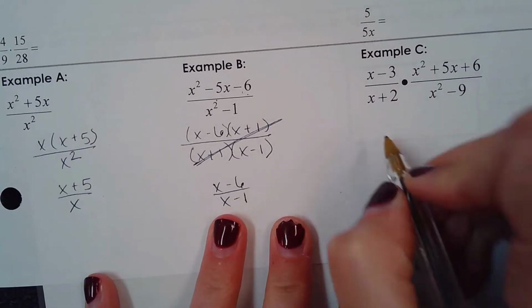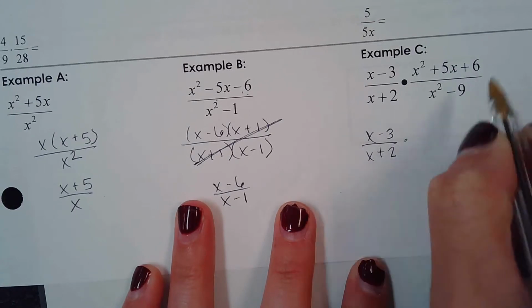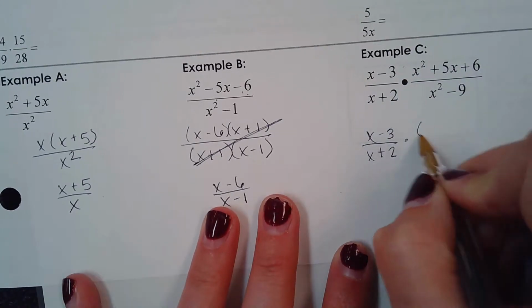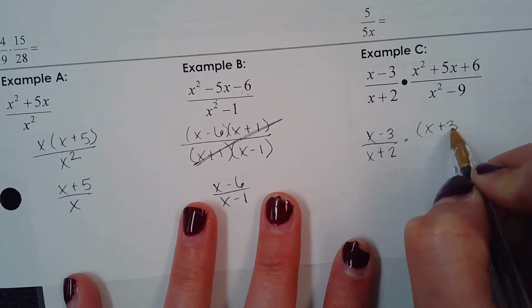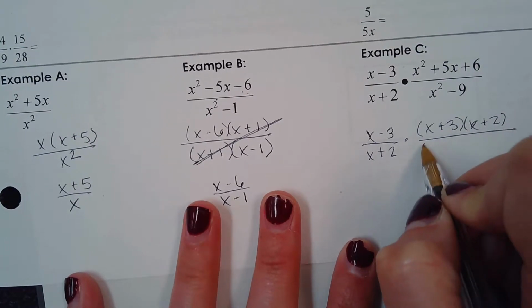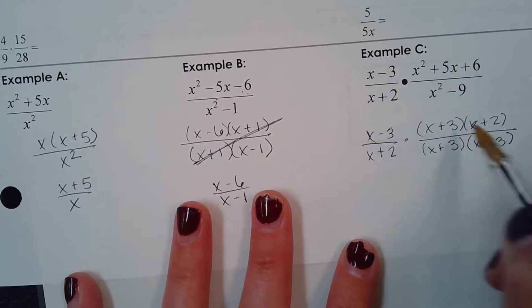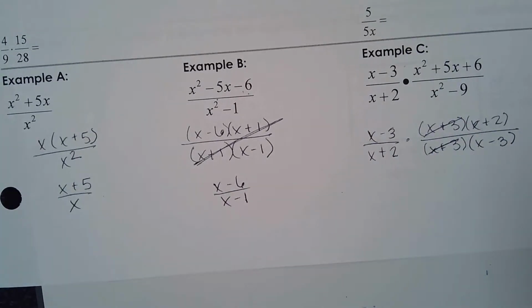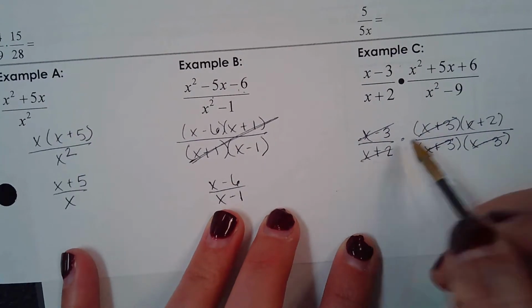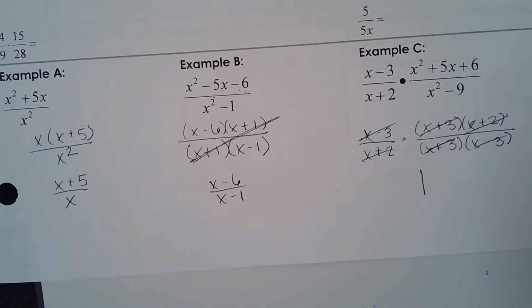So the first part is obviously going to stay the same. But what about the second one? What will this top part factor into? And what about the denominator? X plus 3. Okay, so the x plus 3's cancel. What else? Your x minus 3's and your x plus 2's cancel. So that whole thing is that okay? So that was a lot easier than trying to multiply, right? Okay, are we good?